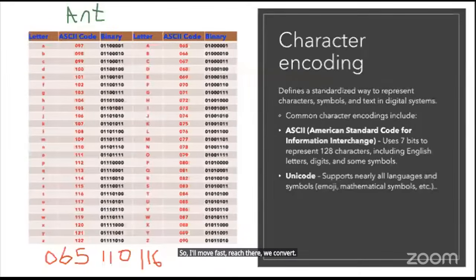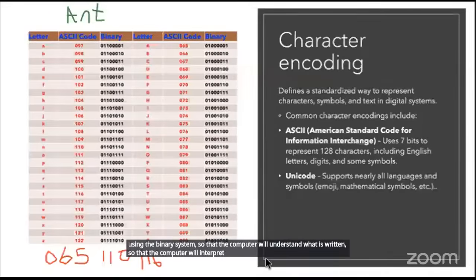So here you see ANT has been converted to 065110116. However, this number you are seeing here is not a binary number. Binaries should only be ones and zeros. So this number is then converted to a binary number using the binary system so that the computer will understand what is written, so that the computer will interpret that this is ANT written.